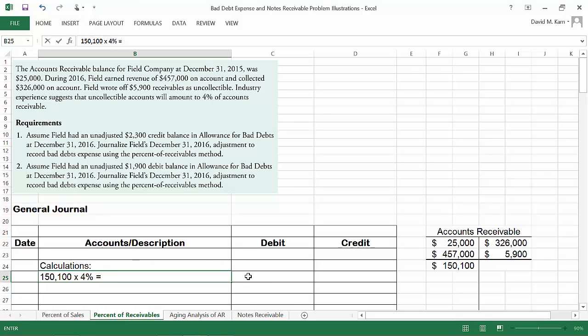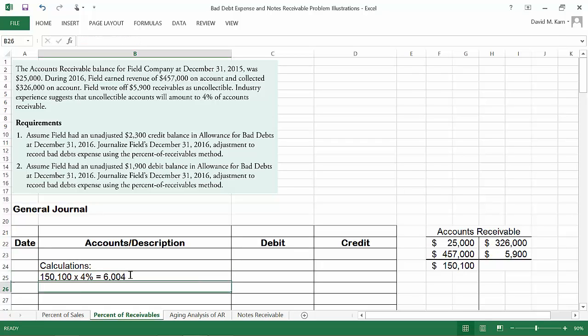So when we do that, let's come over here and just put it over here: plus 150,100 times 4%. Notice that we get $6,004. I'm going to take it out of the debit column, I don't want to confuse anyone here. I'll just put that over here, 6,004 there.